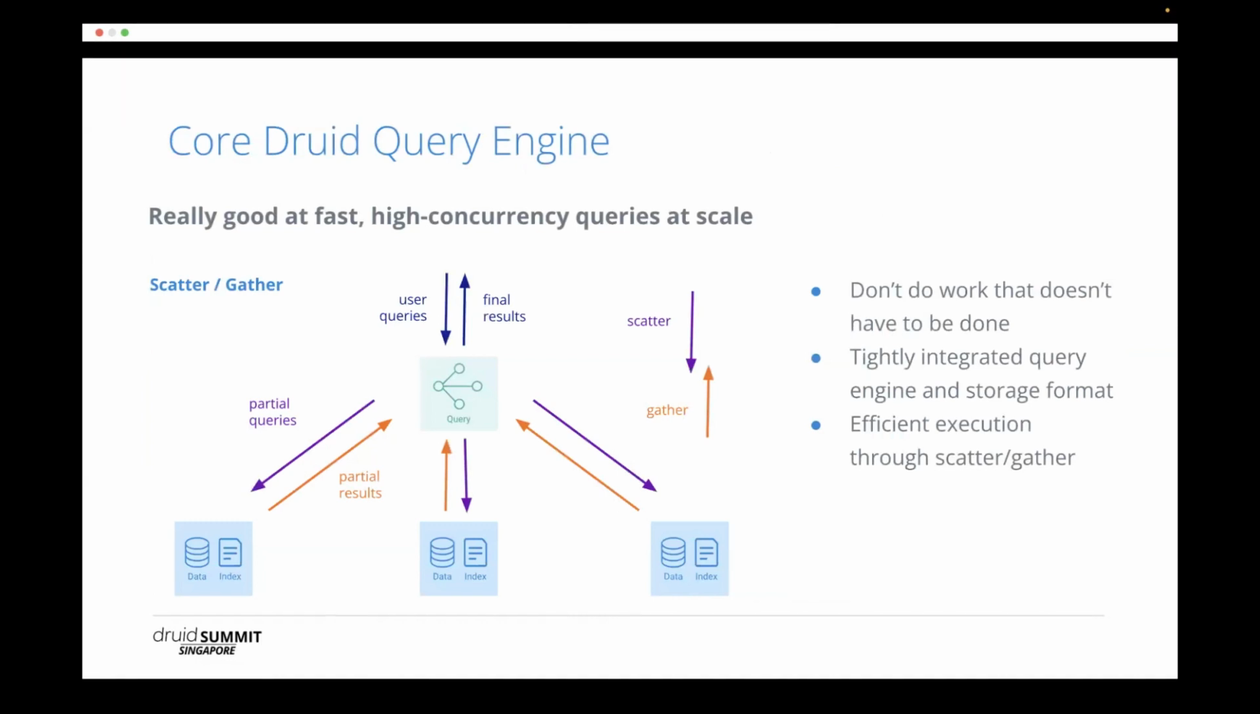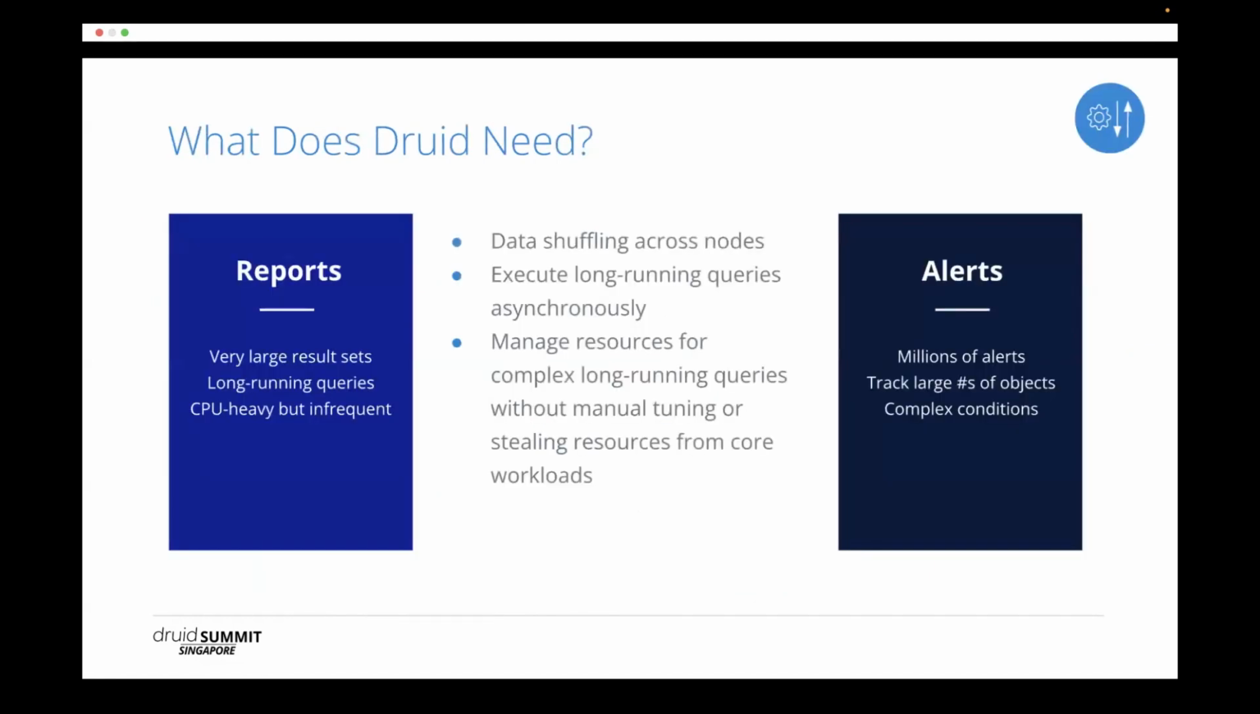The current core Druid engine uses this kind of approach where the query comes to a query node and then it is scattered and then the results are gathered and put together. So this is very useful when you have the need for extremely interactive queries, but not so useful when you need reports and alerts. Right?